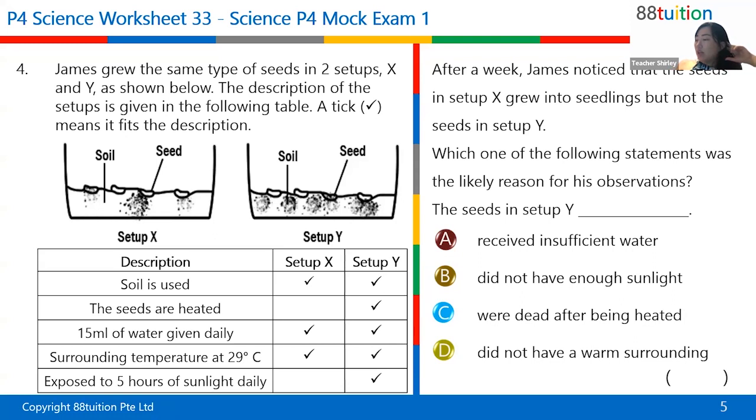So you can tell that in setup X, the difference is that the seeds are not heated and they are not exposed to sunlight. Yes, Ivan. Is it C? C, yes.